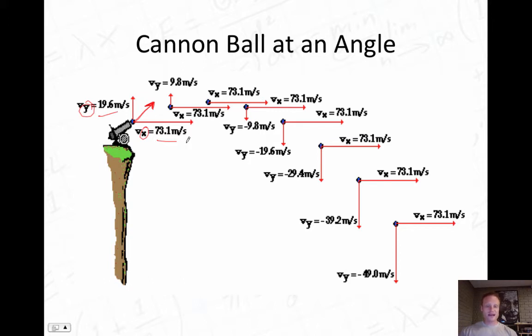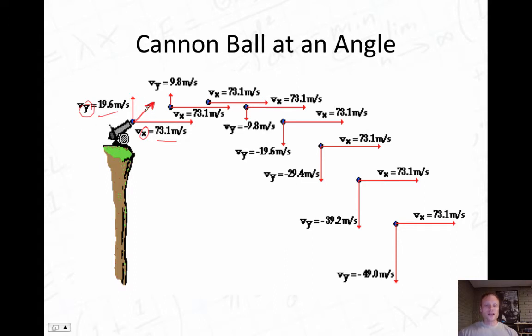If you were a betting man and didn't look at this picture real long, what do you think the velocity will be in the x direction for every single moment that this cannonball is being diagrammed? If you're saying 73.1 meters per second, you are right, because the horizontal component of velocity is never going to change in a free fall problem. There's no force acting in the horizontal component. So you'll notice all of these, v sub x equals 73.1 meters per second.